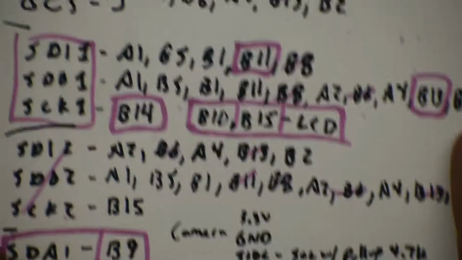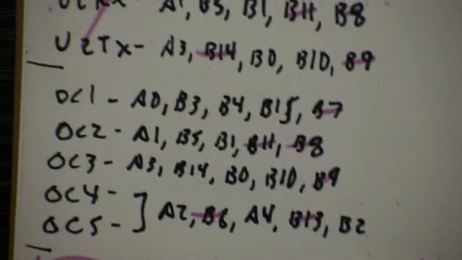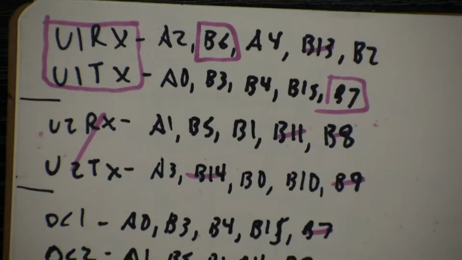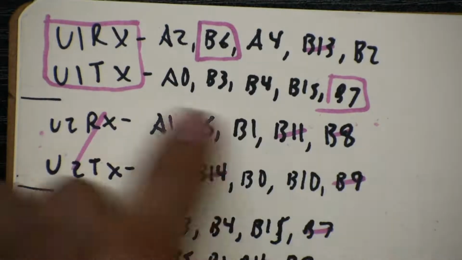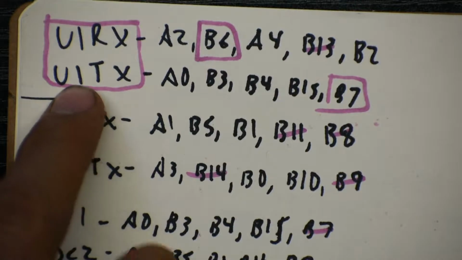So I kind of went through and pre-assigned some of our pins for the future assignments. And that left me with the available pins B6 and B7 for the UART. So we're going to use B6 for U1RX and B7 for U1TX. And you don't have to do this. You can do whatever you want.